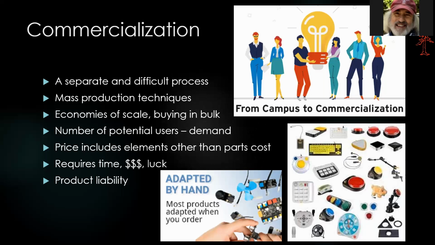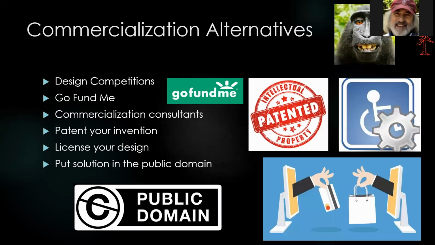So a lot of people who design assistive technology products don't sell them. So what are the other alternatives? For students, you can take your prototype and enter a design competition. There's a bunch of them out there for students, and there's a bunch of assistive technology organizations who have student design competitions, so you can check that out.